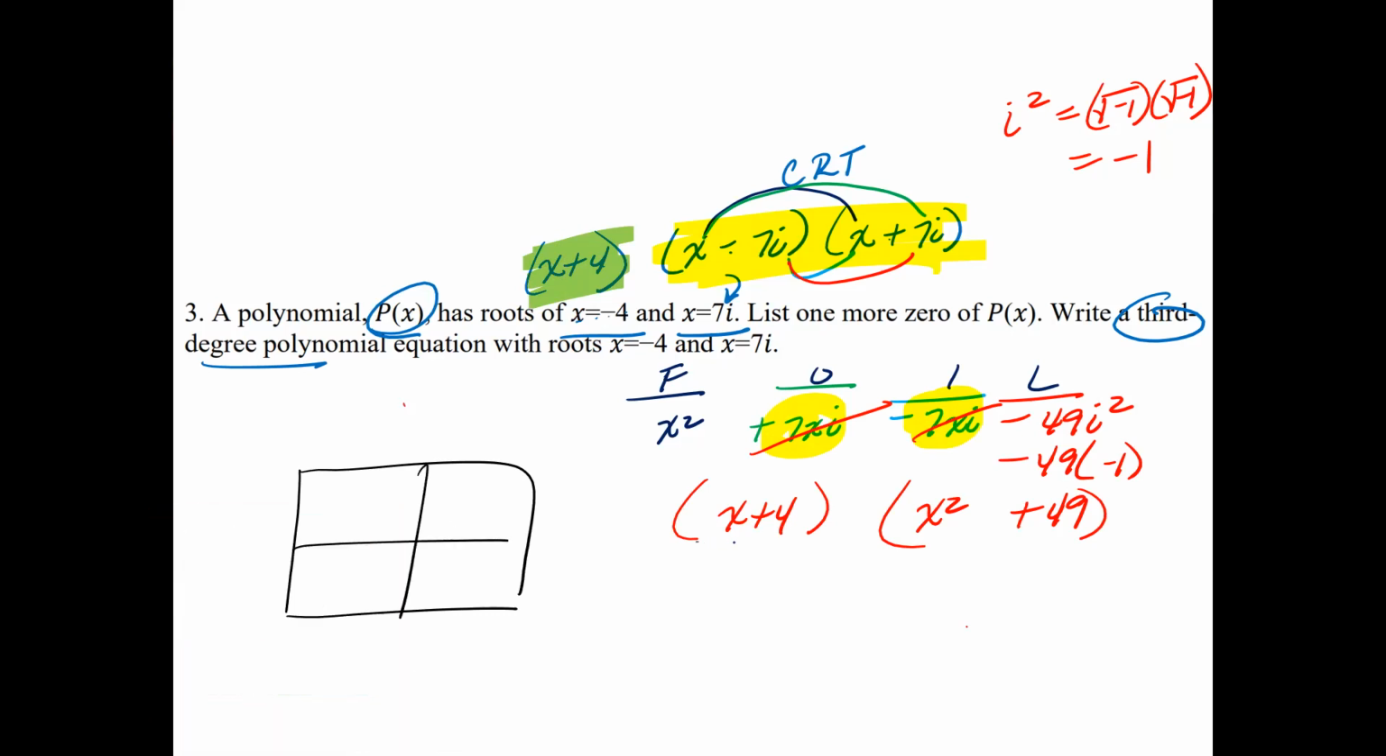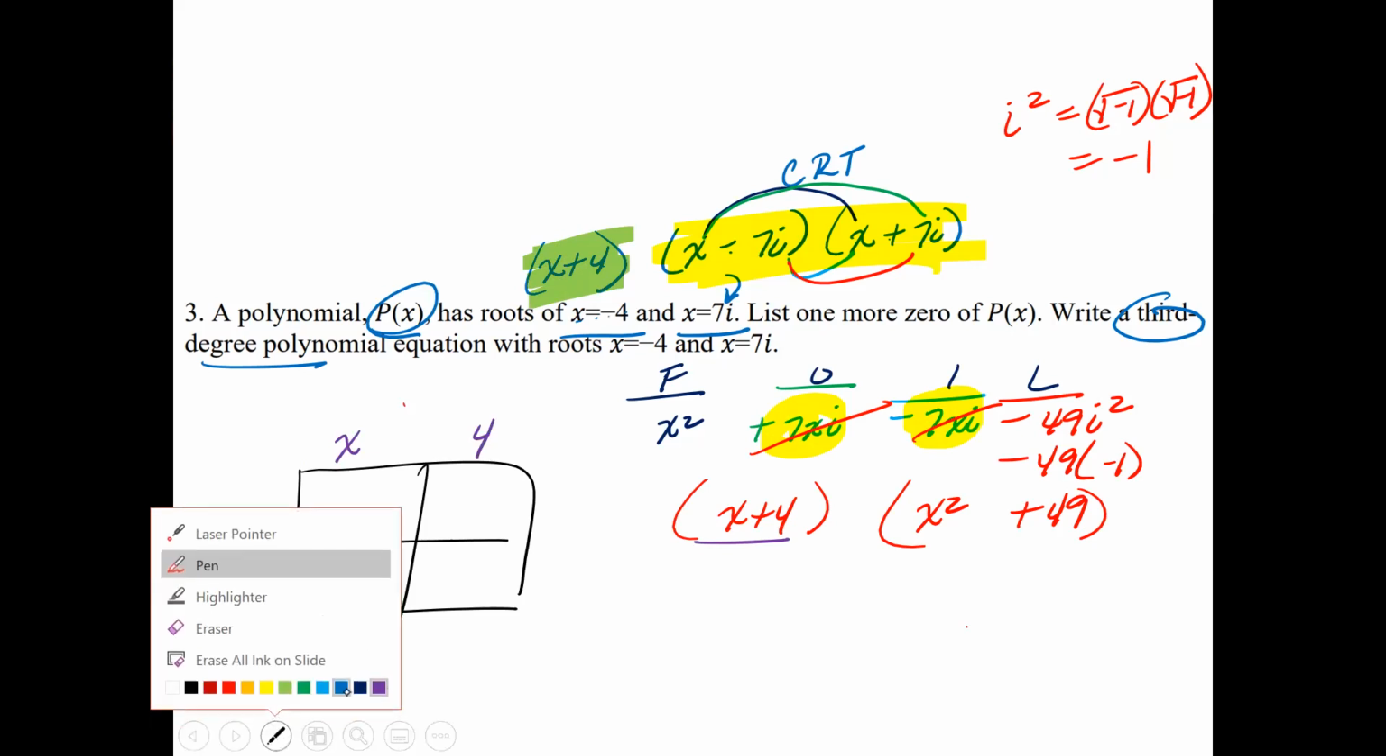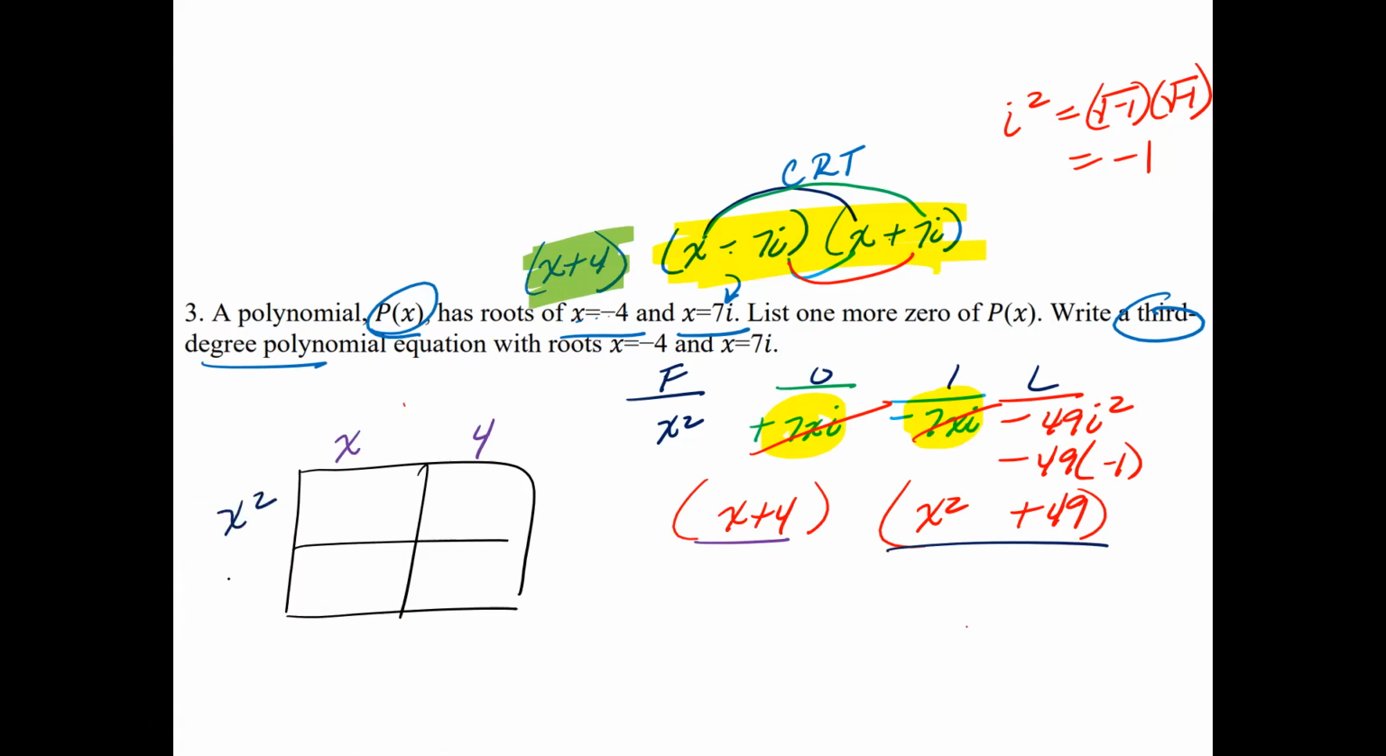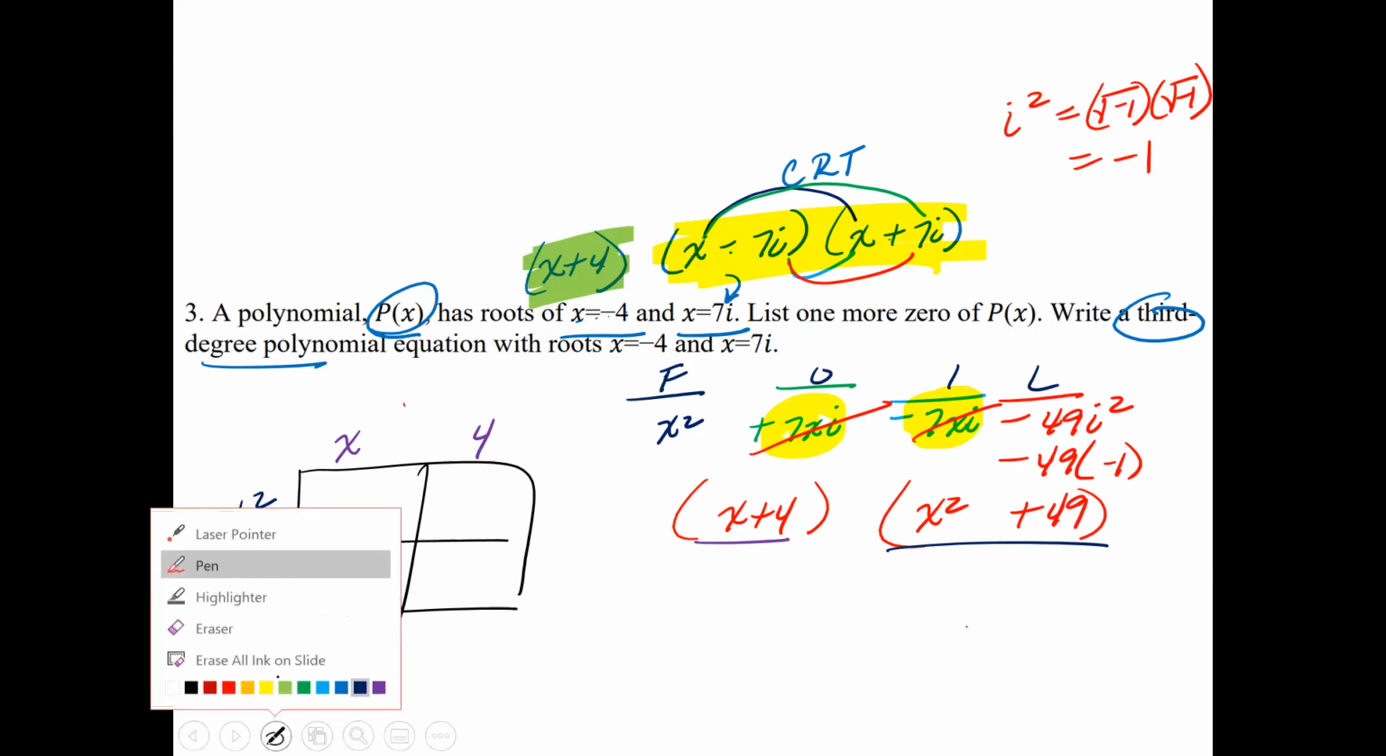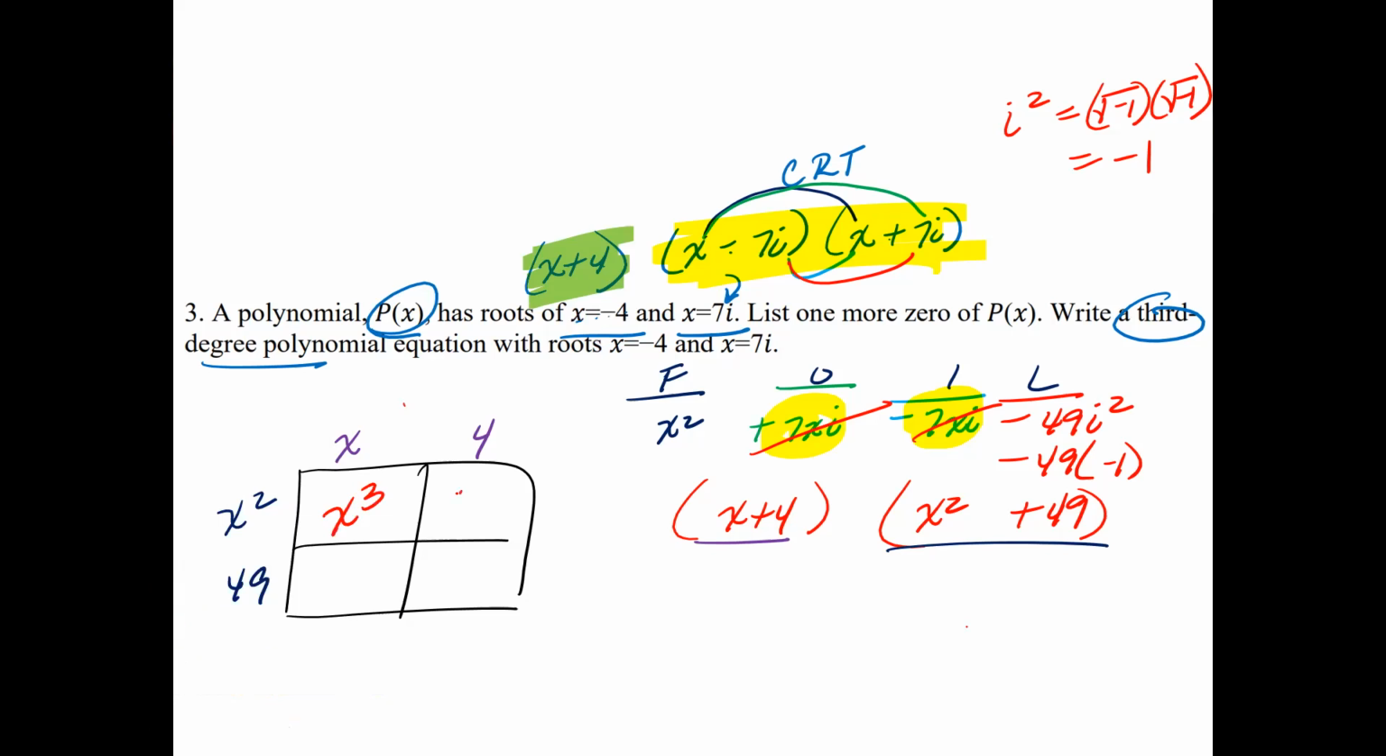So on this chart, I'm going to have x and positive 4 on top, and I'm going to have x squared and 49 on the side. And so let's fill in this. So I have x to the third, 4x squared, 49x, and then 196.